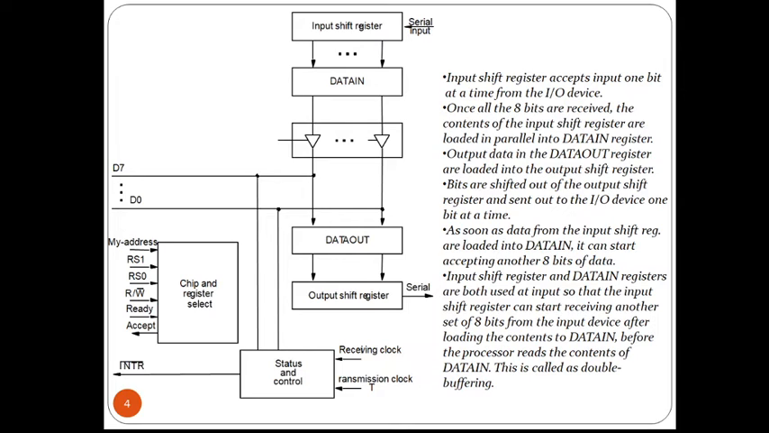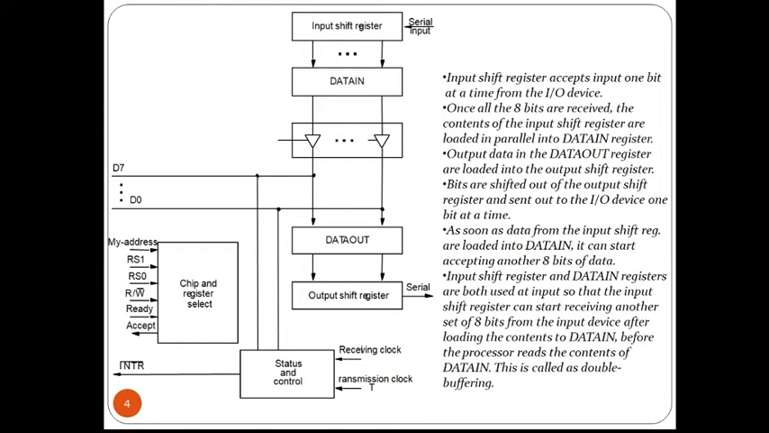And then we have chip and register select, wherein we have multiple control lines, like my address, RS1, RS0, read write signal, ready signal, accept signal. We shall study these in detail. And we have the bits like D0 to D7. These are nothing but the parallel bits. The part of the interface that deals with the bus is the same as in the parallel interface that we have studied before. So the status flags SIN and SOUT serve similar functions.